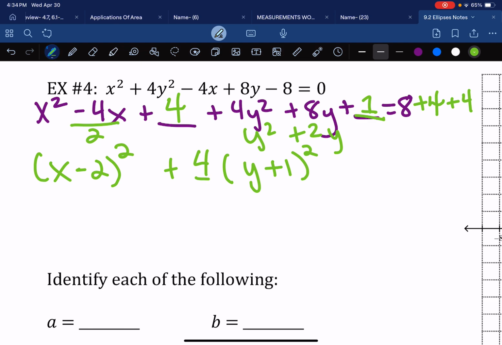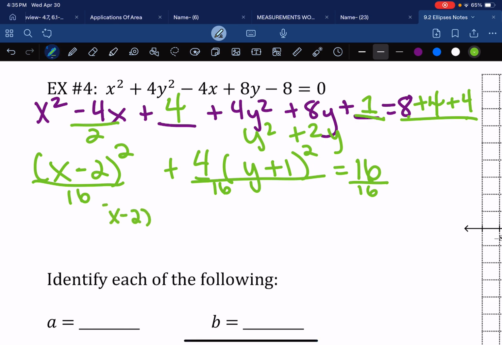Okay, so next we've got to simplify this right side. 8 plus 4 plus 4 gives me 16. Lovely. But remember, this number over here has to equal 1, so I'm going to divide everything by 16. Now we're starting to get those fractions. So I've got (x minus 2) squared over 16.